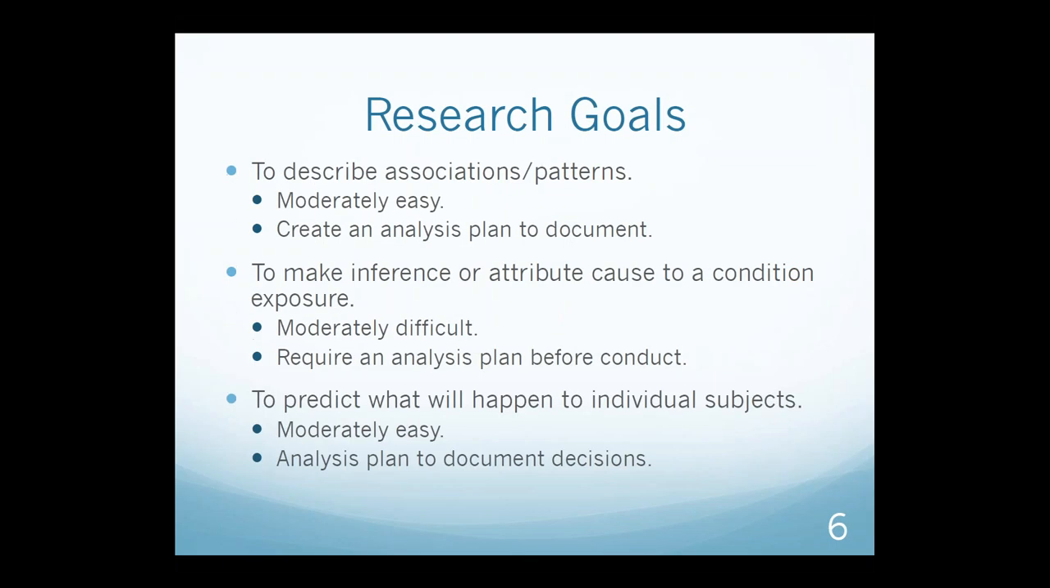So in our research, we usually either try to describe associations or patterns. So it is moderately easy, and we will create an analysis plan to document. It is just an observational study, and we try to find an association or the pattern between the disease or, let's say, descriptive information that our patients have, right? Or we may want to make inference or attribute cause to a condition exposure. So this is moderately difficult because at the end of that kind of study, we make a bigger statement. So it requires an analysis plan before we conduct it. And also we may want to predict what will happen to individual subjects. It is again moderately easy, and again we need an analysis plan to document the decisions.